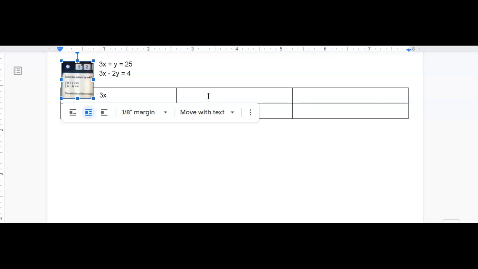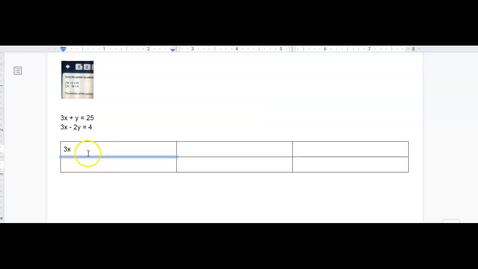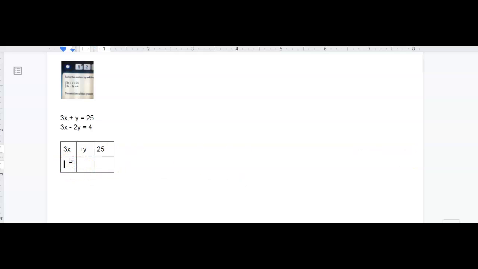The way I see the 3 digits is you've got 3x right there, and then a plus y, and on this side I'm going to put 25. This is how I see it, like you're adding or subtracting a 3-digit number. Then on the other one, I have 3x and negative 2y, and then the 4.